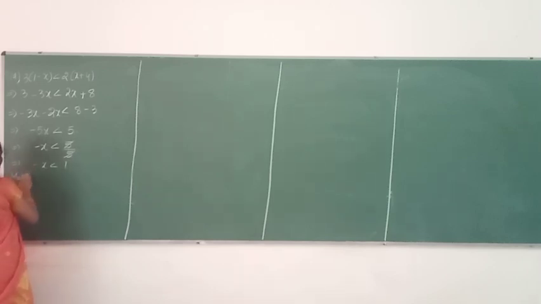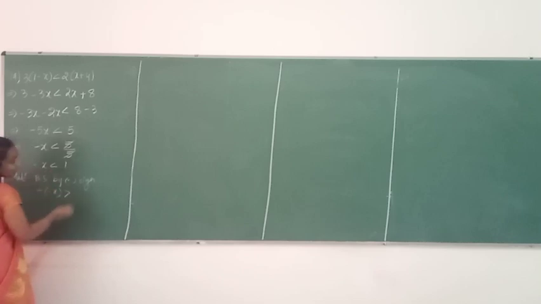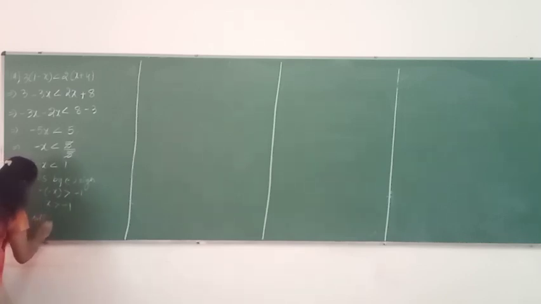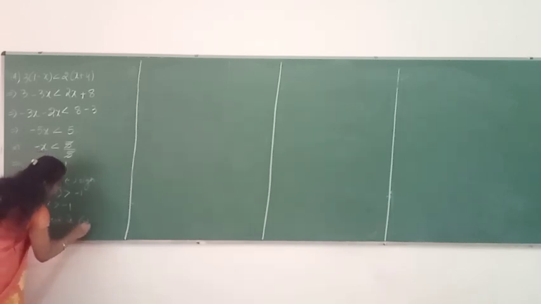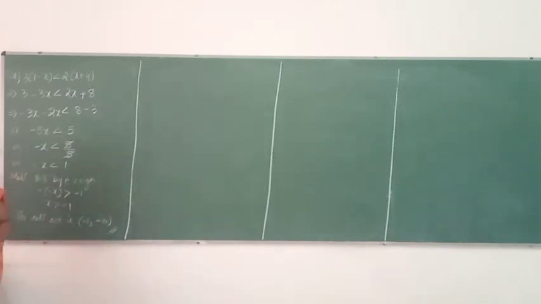Multiplying both the sides by negative sign. So minus of minus x, inequality sign will change, it will become greater than minus 1. So x is greater than minus 1. Therefore, the solution set is minus 1 up till plus infinity. This is the answer. Now let us move on to the 20th problem.